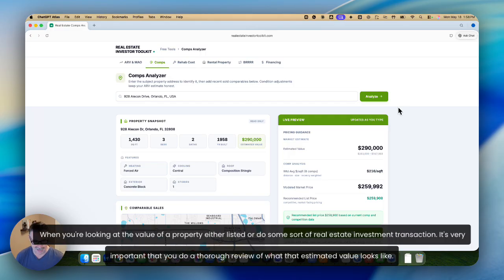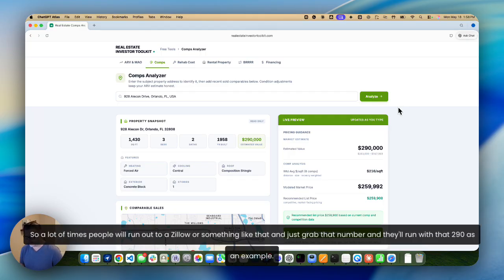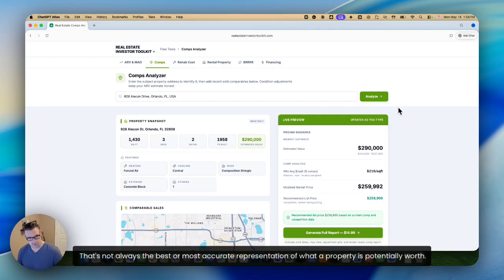When you're looking at the value of a property, either listed or in some sort of real estate investment transaction, it's very important that you do a thorough review of what that estimated value looks like. A lot of times people will run out to a Zillow or something like that and just grab that number and run with that, 290 as an example. That's not always the best or most accurate representation of what a property is potentially worth.